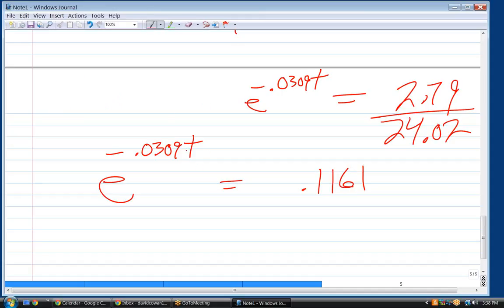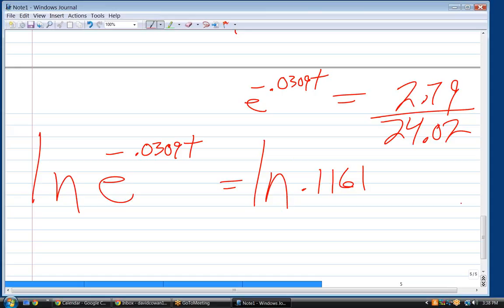Whenever you have your variable in the exponent, there's no algebraic way to solve for it. But there is a logarithmic way to solve for it. Algebra tells me that I can do anything to the left side of the equation as long as I do it to the right side. Well, the thing I want to do is take the natural log of both sides.